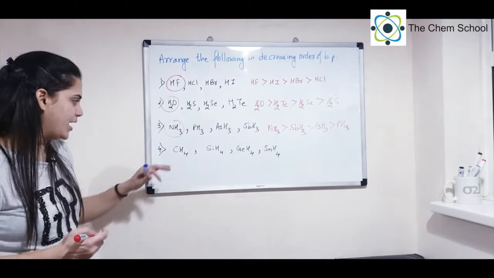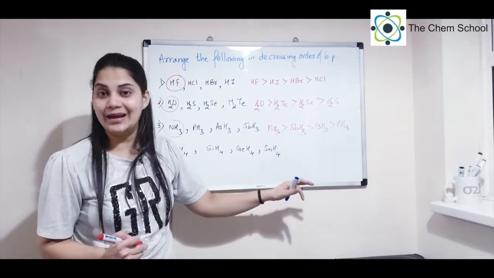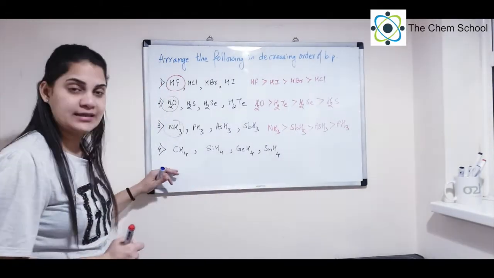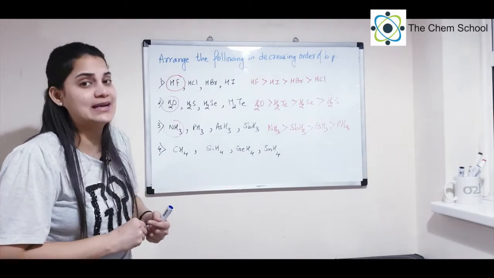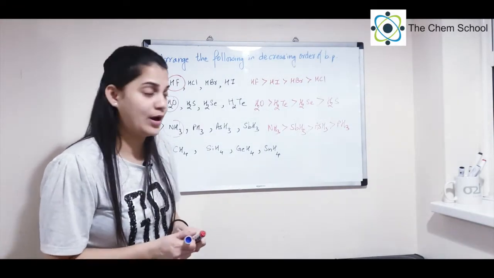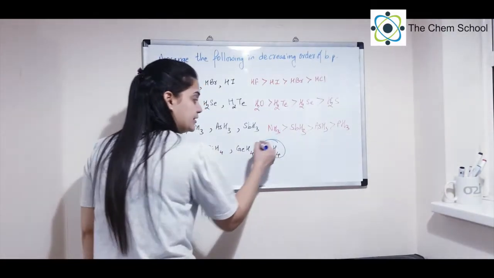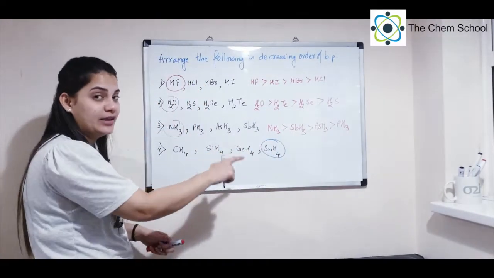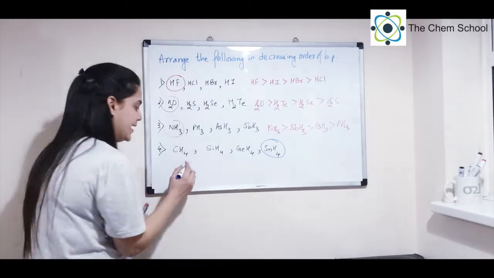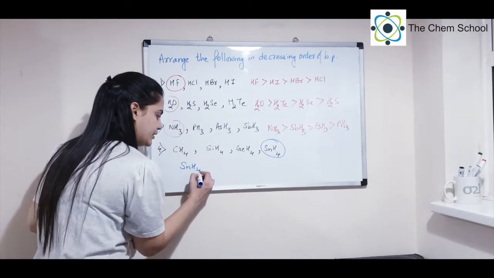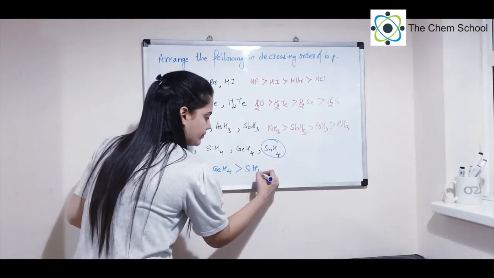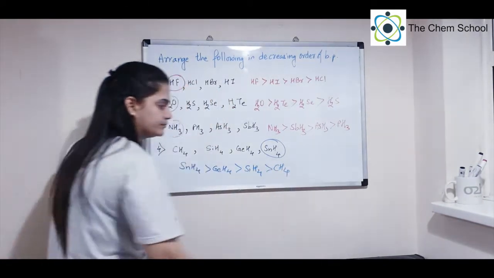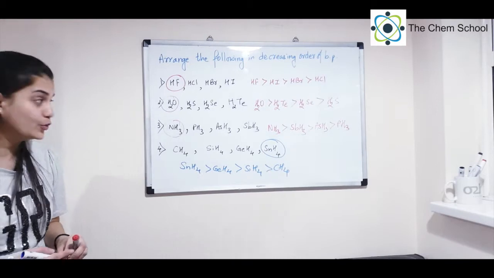Have a look at the next one. In this case, you have carbon, silicon, germanium, and tin hydrides, right? The thing is, here carbon does not show any hydrogen bonding, and therefore you will only decide based on the van der Waals forces. So van der Waals force is going to be highest for this one. Therefore, that is going to have the highest boiling point. So for the last one, the trend will be this, and then methane. Clear? So you can see the difference.